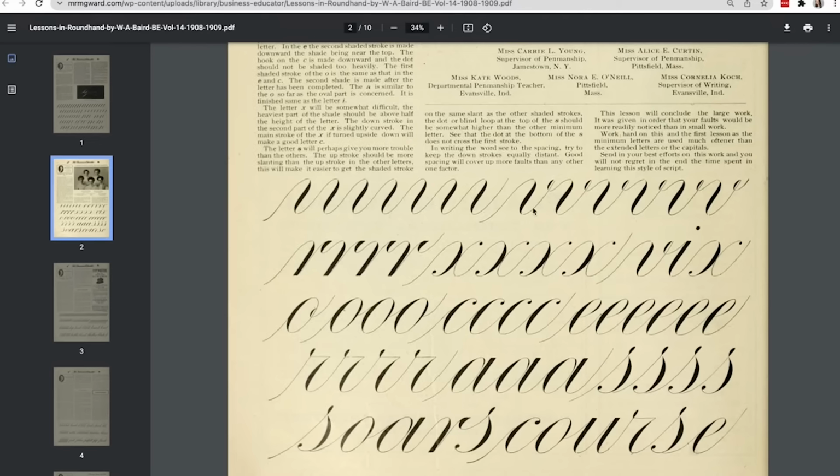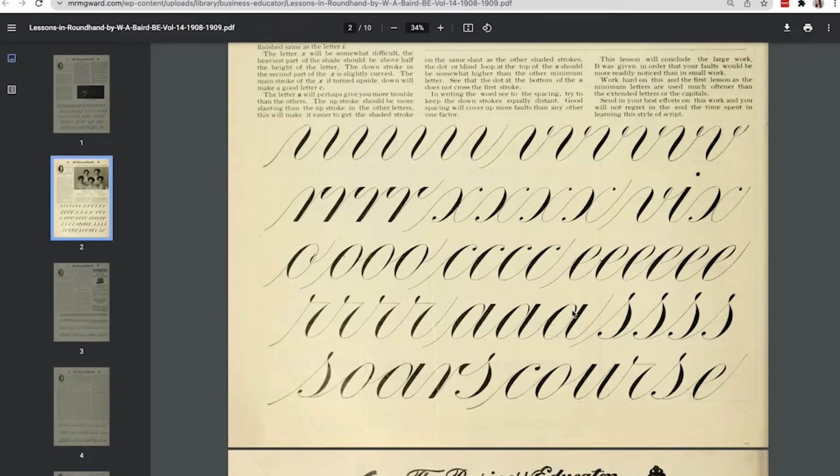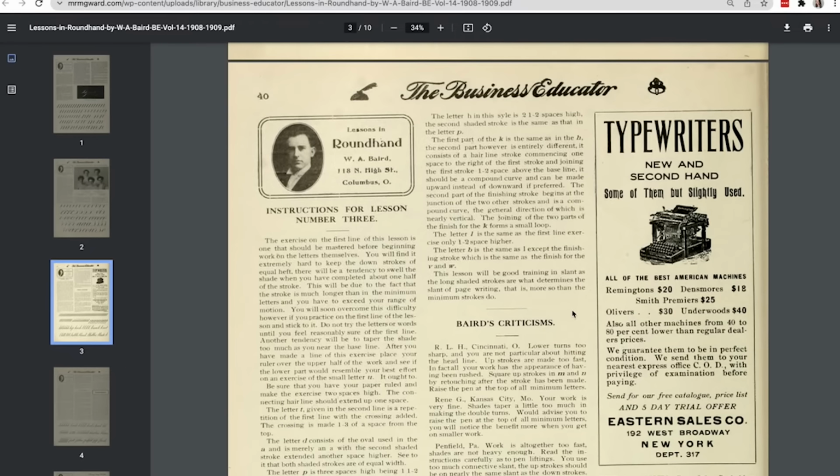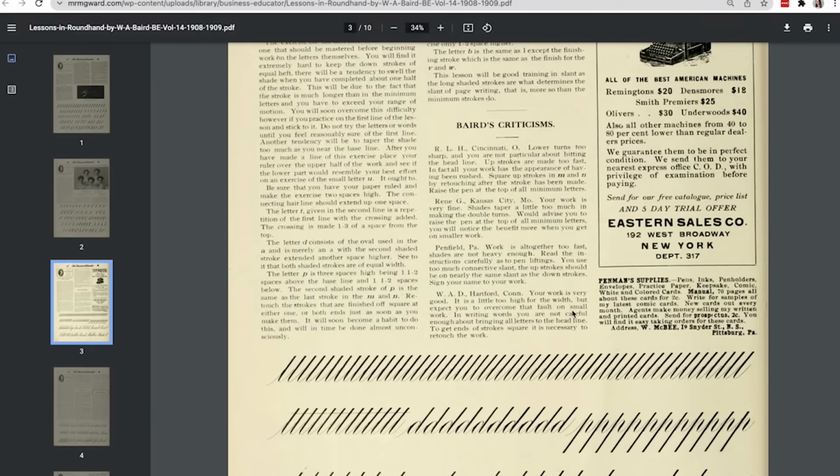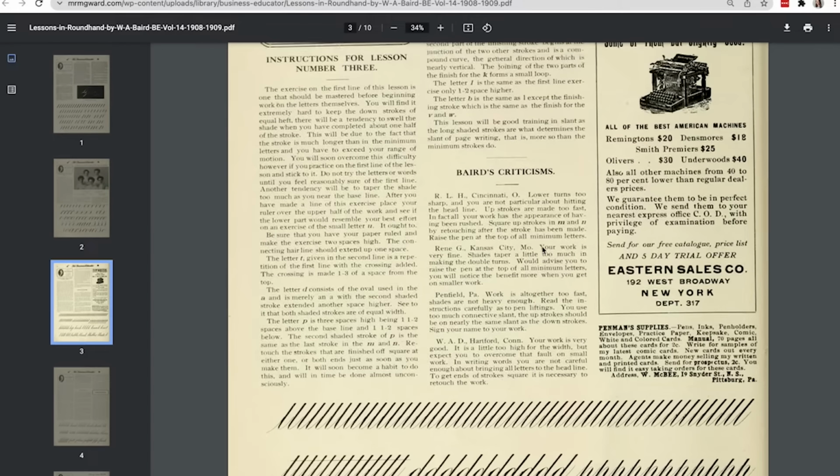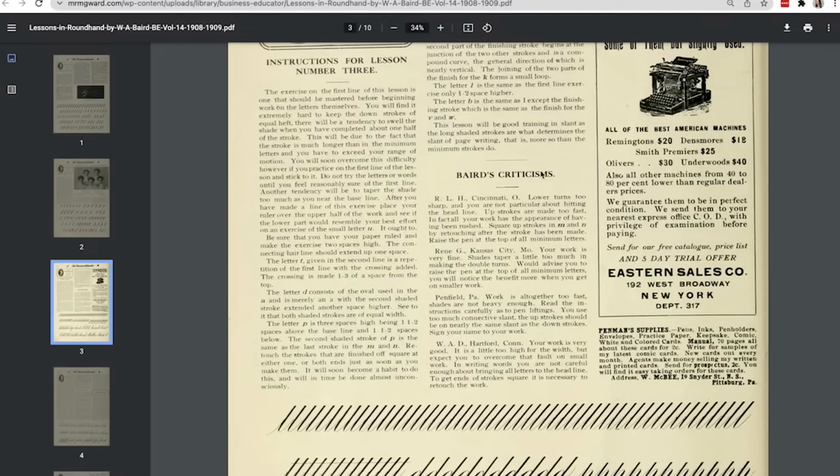You can see how the strokes are combined here to make words and letters. Also, this was kind of cool. People used to be able to submit their work, and then he would have criticisms and give feedback on what the work of the person who submitted it looked like.